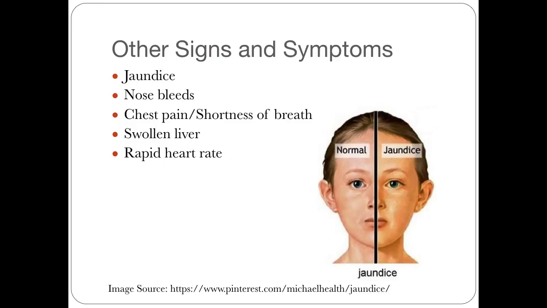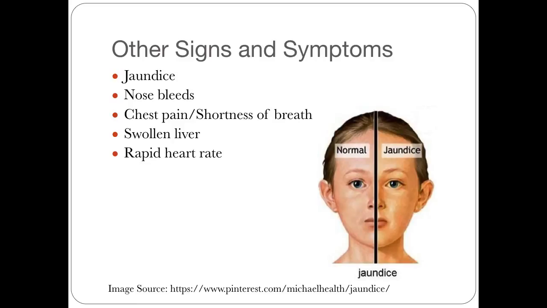And these are other less common symptoms and signs. But you might happen to notice them. So there's jaundice, which affects about 3% of those who show symptoms, nosebleeds, chest pains, and shortness of breath, swollen liver, and a rapid heart rate. And did we talk about, you can also get an enlarged spleen, and not everybody gets an enlarged spleen, about 50% of people do. But that's important to know because that's a sign or symptom.